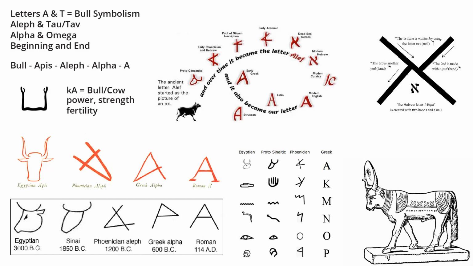Okay. So bull, Apis, aleph, alpha, A. We have the ka, which is the bull or cow, the power, strength, and fertility. So we can see here in the second image, the ancient letter Aleph started as the picture of an ox. So from the ox to the Proto-Canaanite head, ox, bull system, bull symbolism.